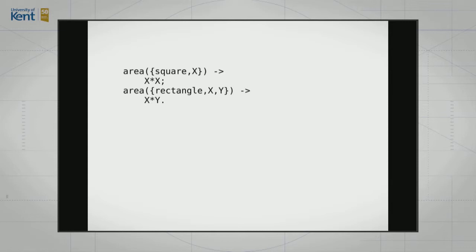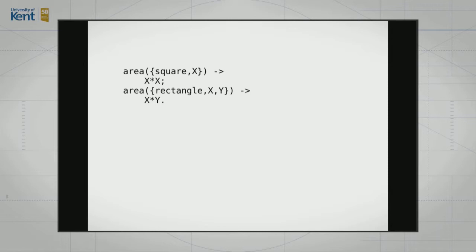It's got two clauses, and it's got two patterns. The patterns are square of x and rectangle of x y. And what happens here is if you call the function area with some value like the square of 10, it's going to compute 100. X is going to be bound to 10, it'll return x times x. So there's nothing complicated about that at all, and we've seen code like that everywhere in sequential code.